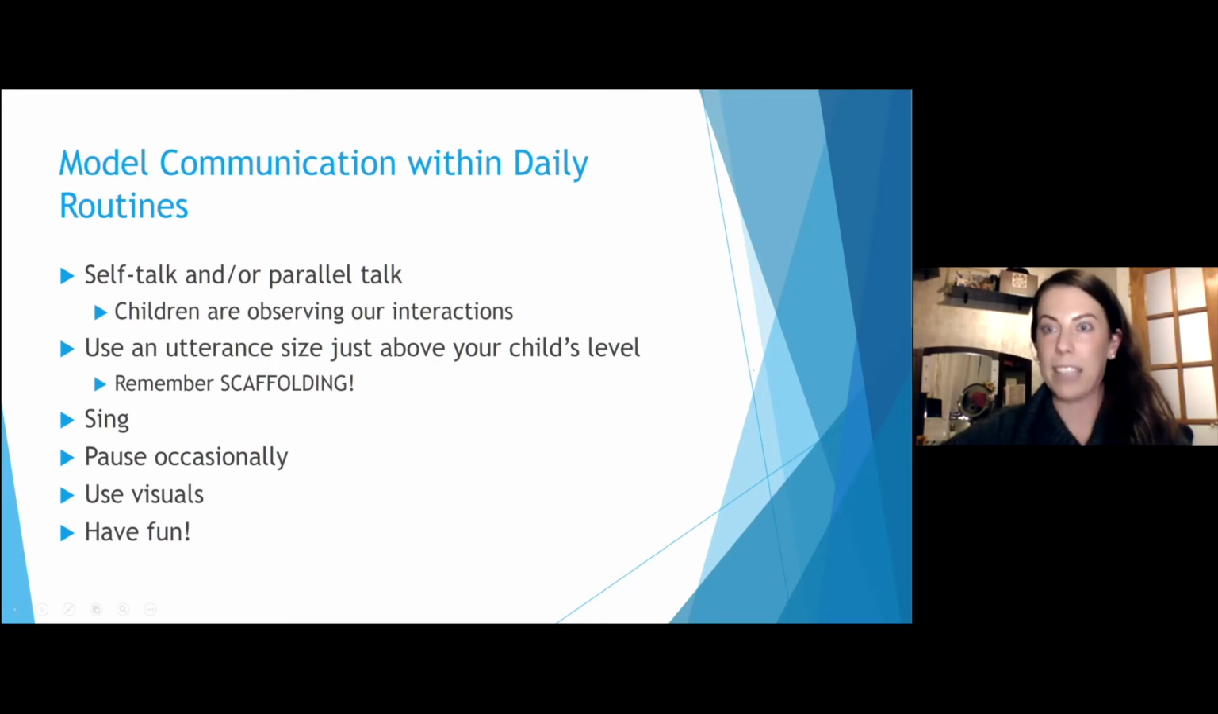Also remember scaffolding and remember that zones of proximal development. The same goes for when we're using our utterance size. If we have a child who is just communicating using 1 to 2 words, and then we go and communicate to them using a paragraph, that's going to be something that's outside of their zone of proximal development.